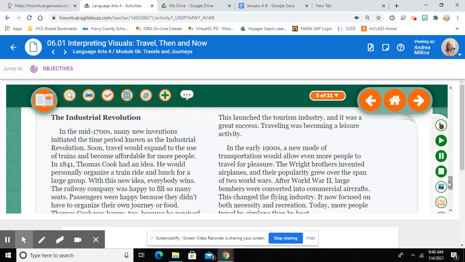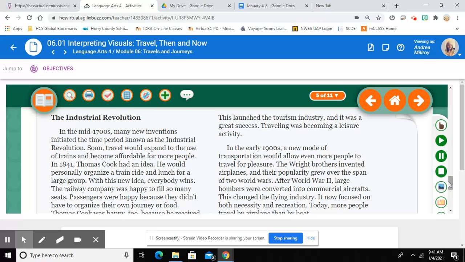The Industrial Revolution. In the mid 1700s, new inventions initiated the time period known as the Industrial Revolution. Soon travel would expand to the use of trains and become affordable for more people. In 1841, Thomas Cook had an idea. He would personally organize a train ride and lunch for a large group. With this new idea, everybody wins.